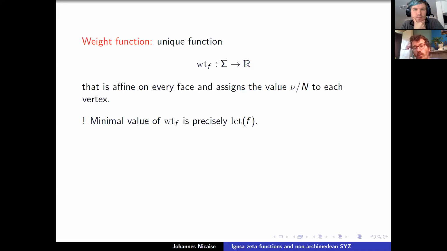Each component comes with numerical data n and ν. So the value of the weight function at the vertex is defined to be ν over n for this pair of numerical data. One thing we can immediately see is that the minimal value of the weight function is precisely the log canonical threshold, because since it's affine on every face, the minimal value will be achieved at a vertex. We just need to take the minimum of the values at all the vertices, so the minimum of all the ν over n's, which is by definition the log canonical threshold.